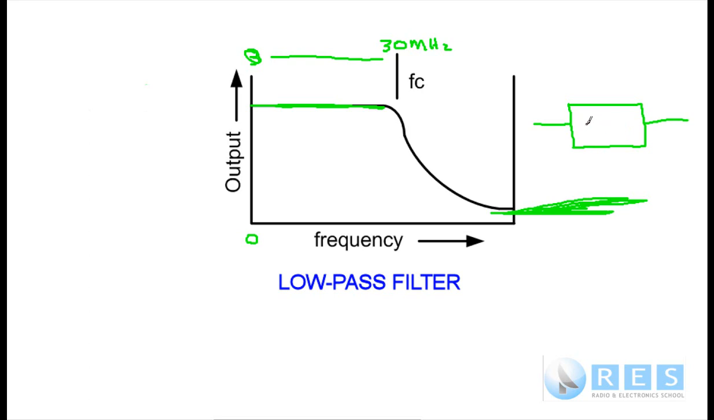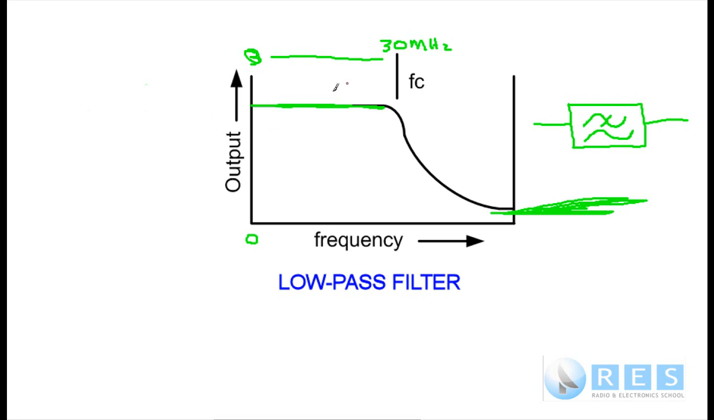It's just a rectangle with two sine waves. This sine wave represents high frequencies because it's up the top. This sine wave represents low frequencies because it's down the bottom, and we put a cross through the top sine wave. So that is the symbol for a low pass filter. It passes low frequencies and high frequencies are stopped.